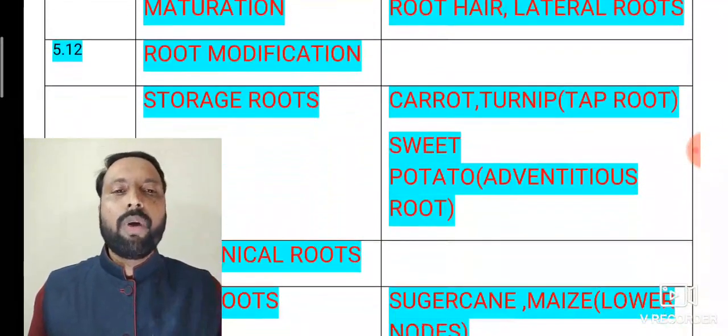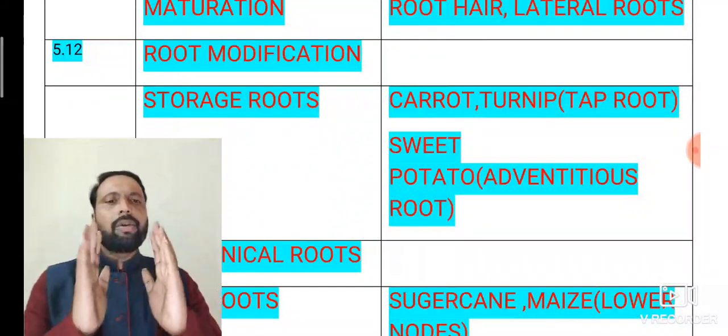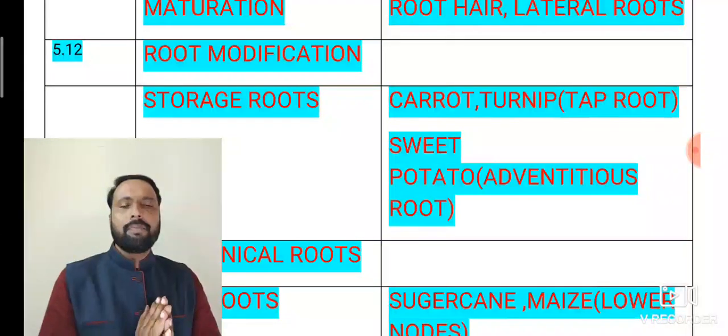Then you go for root modification. Here you just look at the NCERT. According to NCERT, we are discussing. Please concentrate only on NCERT examples.